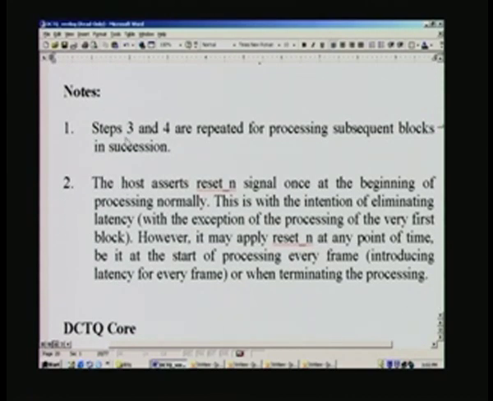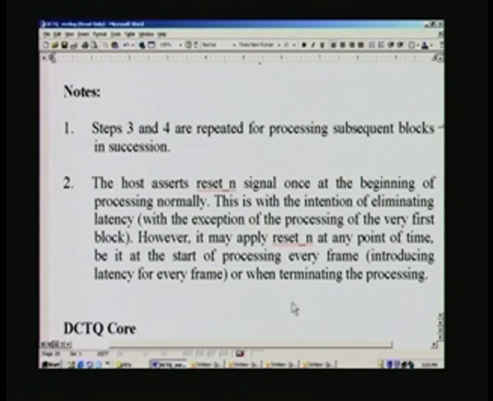So there are two notes here. Steps 3 and 4, the last two steps we have seen, are repeated for processing subsequent blocks in succession. So you have to keep on churning the same thing, and block after block you have to keep on writing into the RAM, and DCTQ will be processed simultaneously. The host asserts the reset signal once at the beginning of processing normally. This is with the intention of eliminating latency, with the exception of the processing of the very first block. The very first block has a latency of 45 clock cycles, which we have seen just now in the architecture, and for subsequent blocks it will not be there, because every clock pulse actual data is being processed.